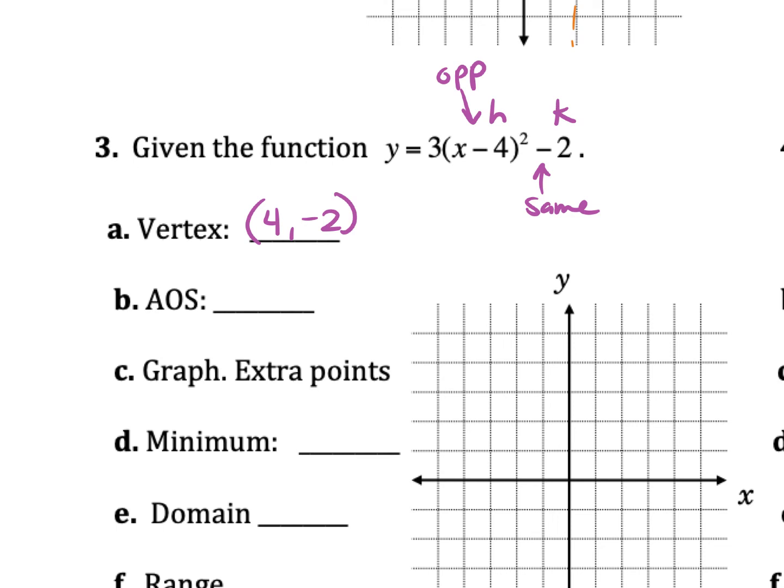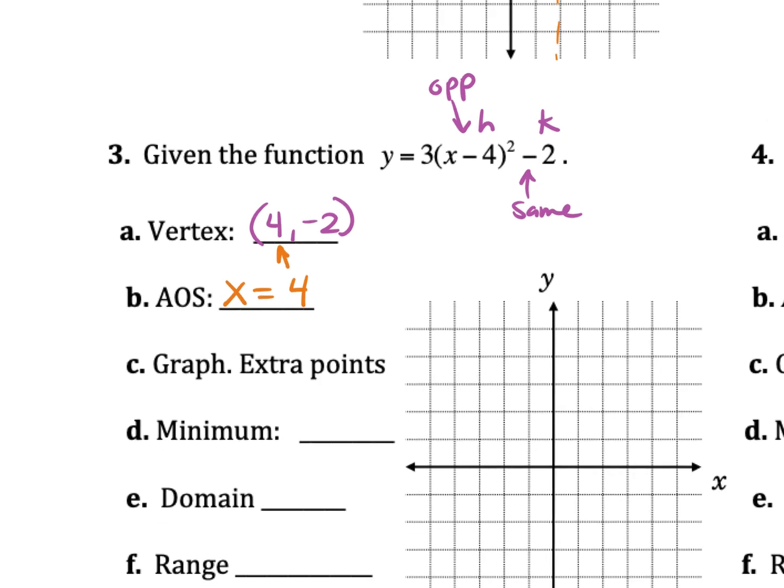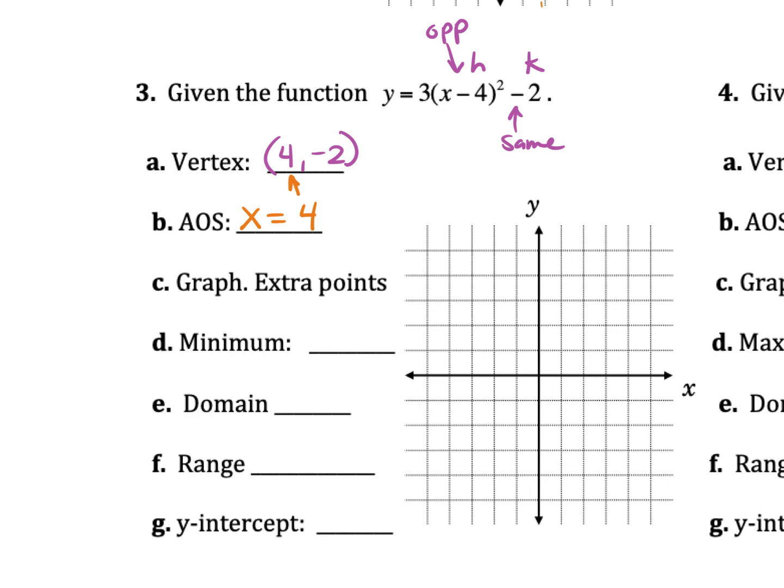Okay, so if (4, -2) is my vertex, then my axis of symmetry is what? It's not 4. It's what? X equals 4. Your axis of symmetry is always x equals your h value. Okay, see why the vertex is very important? You get h wrong, you get your axis of symmetry wrong too. So my vertex is (4, -2). So let's plot that. 1, 2, 3, 4, negative 2 would put us right here. Axis of symmetry, plot that too.